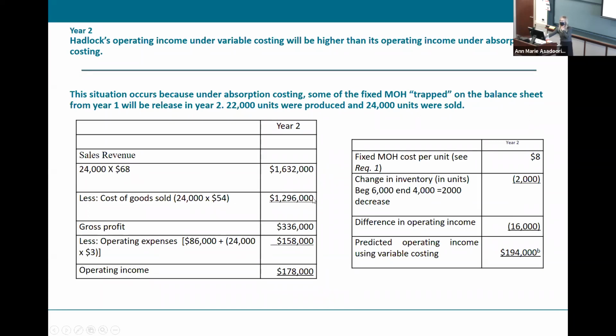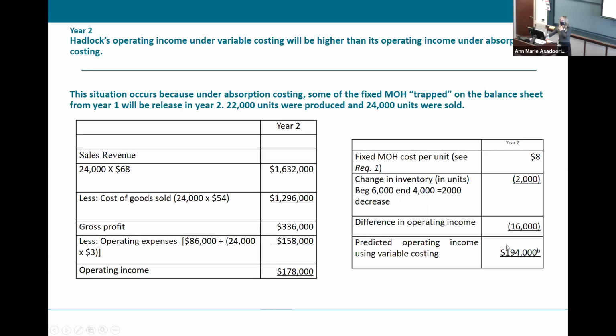Sales minus cost of goods sold is your gross margin or gross profit. Again, the fixed portion of your selling expenses is the same, not affected by the extra volume, but your variable costs, they've given to you at $3 per unit. And again, you're multiplying it by the units sold. So I have my net income of $178,000 here.